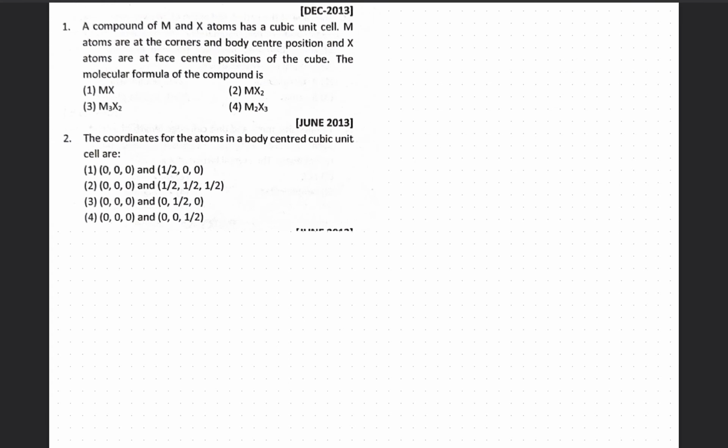A compound of M and X atoms has a cubic unit cell. M atoms are at the corner, we know 8 atoms and contribution is 1 by 8, plus at body center contribution is 1. X atoms are at the face center, total 6 faces, contribution half. Now you have to solve this. This is M1 plus 1, X3, so M2X3. So the correct answer will be 4.